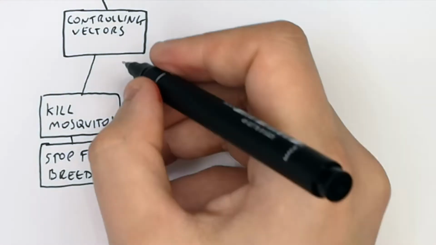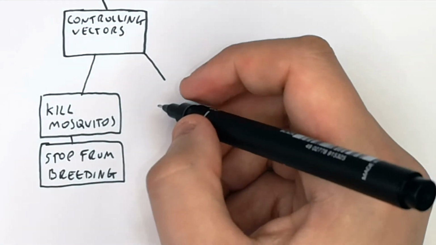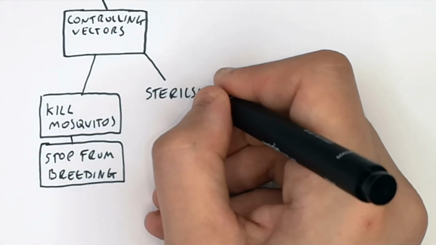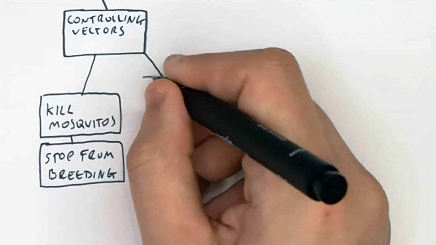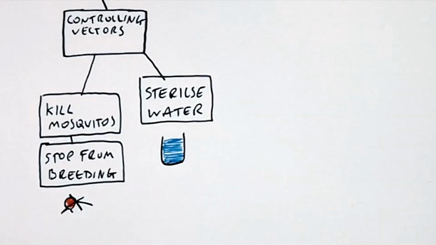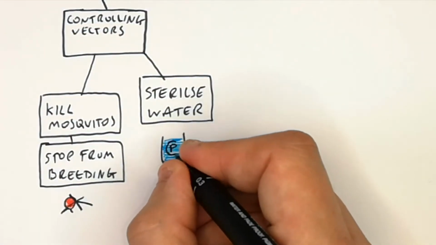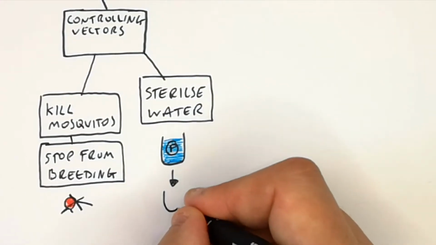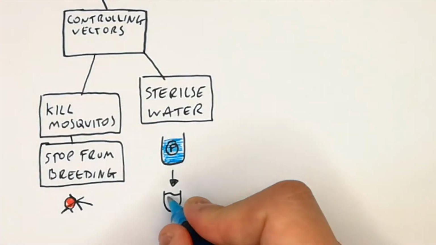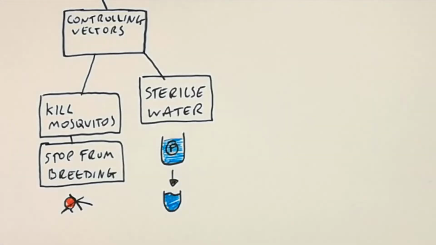If you've got water that is contaminated with pathogens, the best way to control the spread of the water-based pathogens is by sterilizing the water. For example, using chlorine to sterilize the water and kill the pathogens. That way, people will not be able to contract the disease by that pathogen.